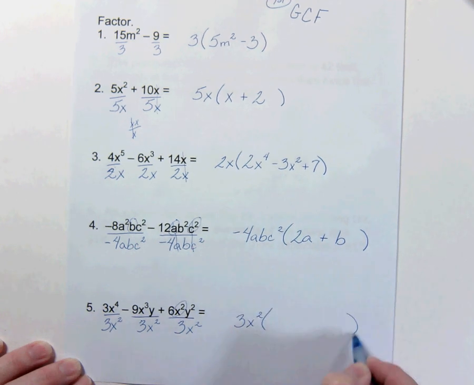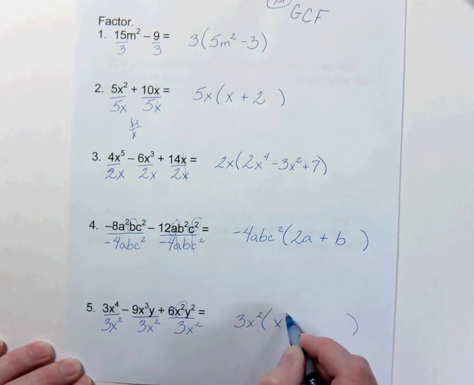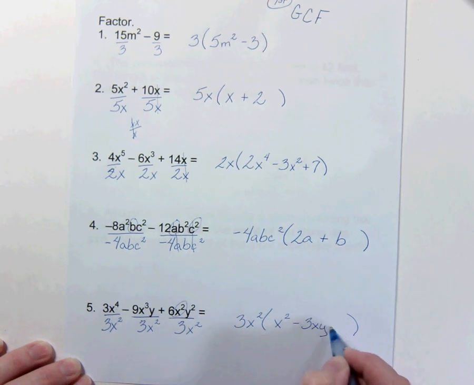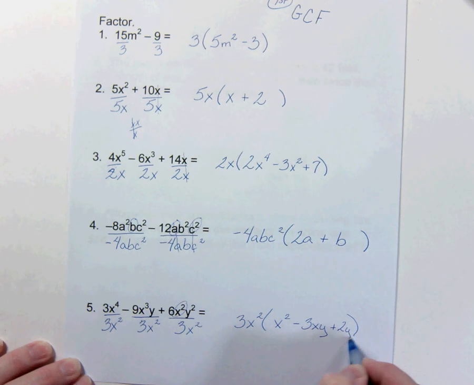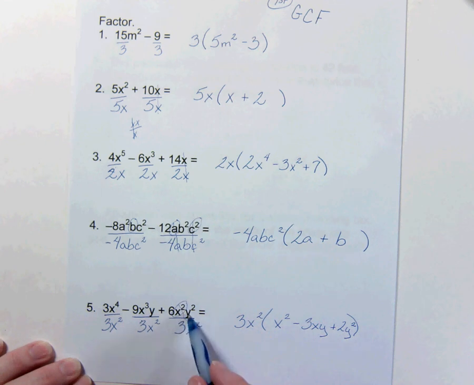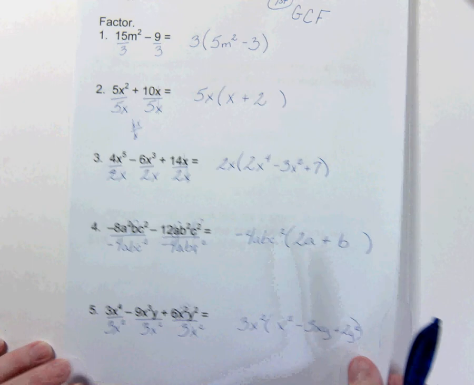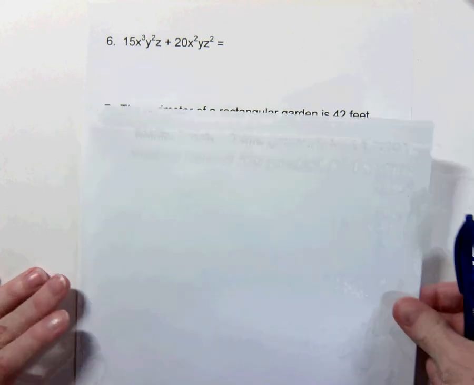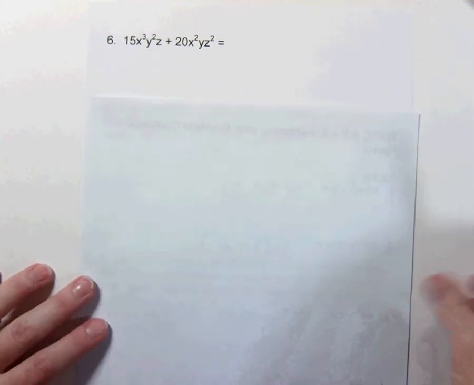After you divide, this would be x squared minus 3xy plus 2y squared. Again, notice that the x's go completely away, but you're left with the y squared in the last term. Okay, let's look at one more problem. Actually, I don't want to get ahead of myself. Let's just look at this problem.